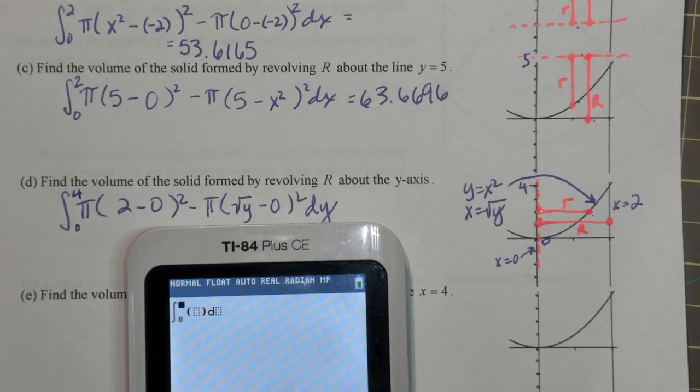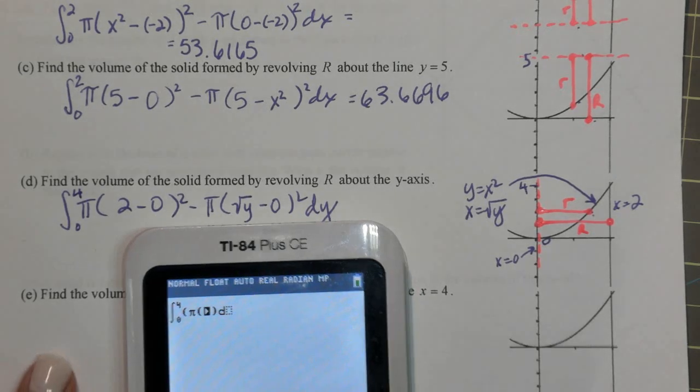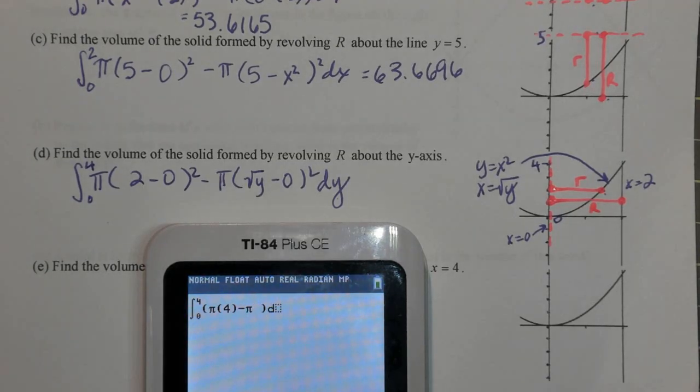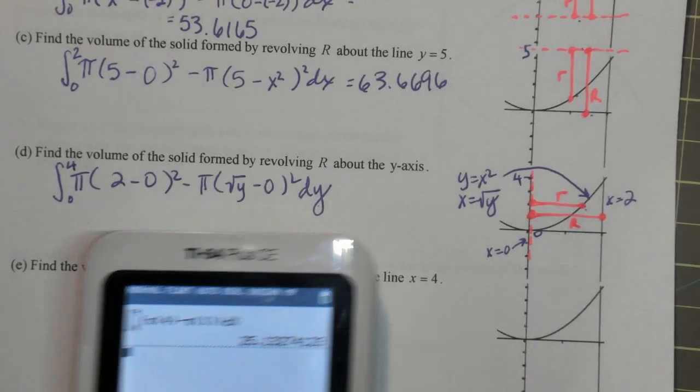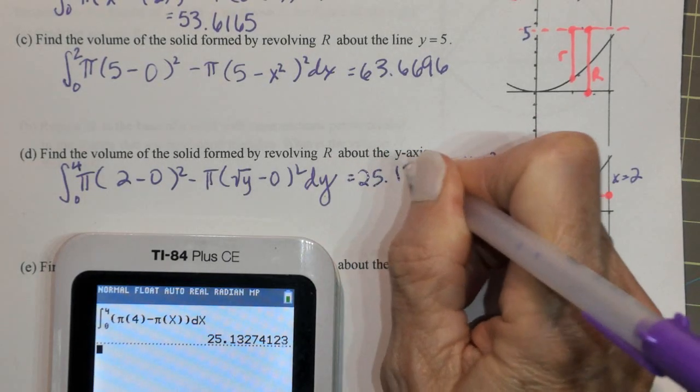So 0 to 4, pi times 2 squared minus pi times the square root of y squared is just a y. And we get 25.132.